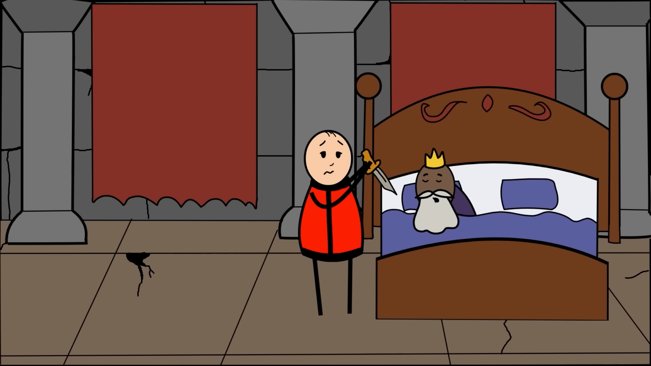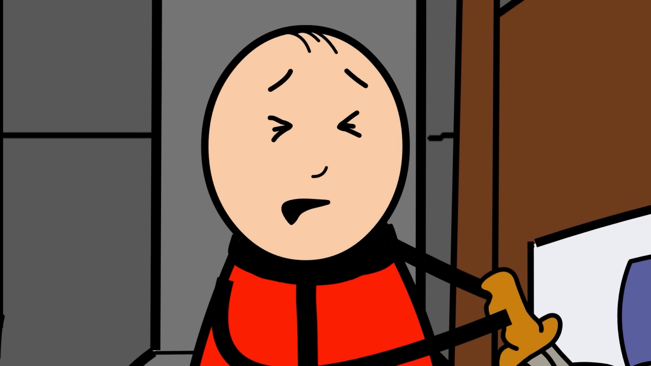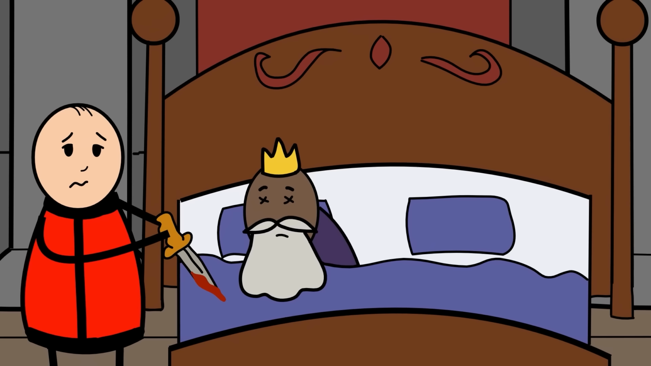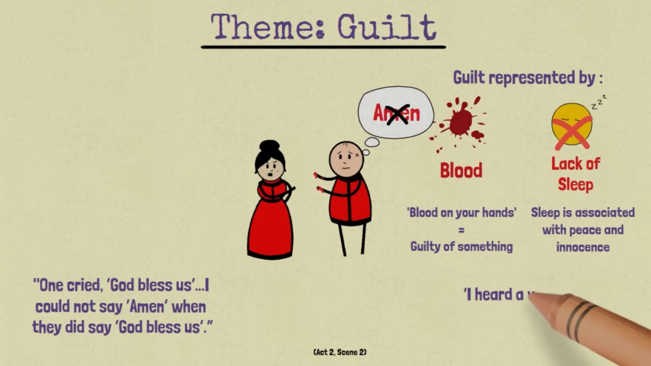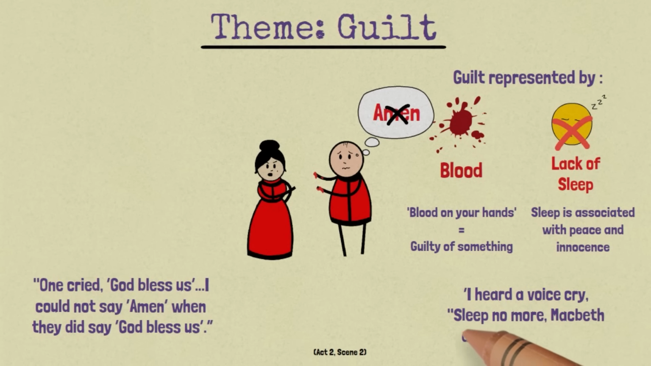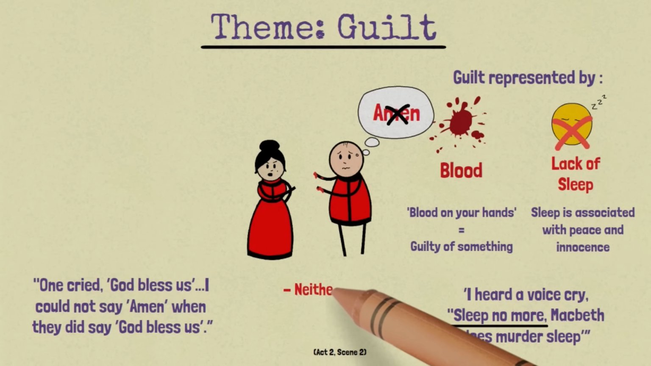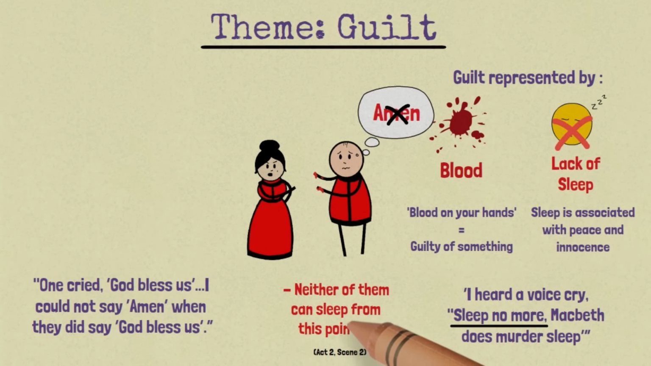By killing the divinely appointed king, Macbeth knows he has gone against God and nature, and his guilt stops him from even saying the word amen, which would absolve him of his crime. He goes on to say, "I heard a voice cry, 'Sleep no more, Macbeth does murder sleep!'" And sure enough, from then on, neither of them are able to sleep again.